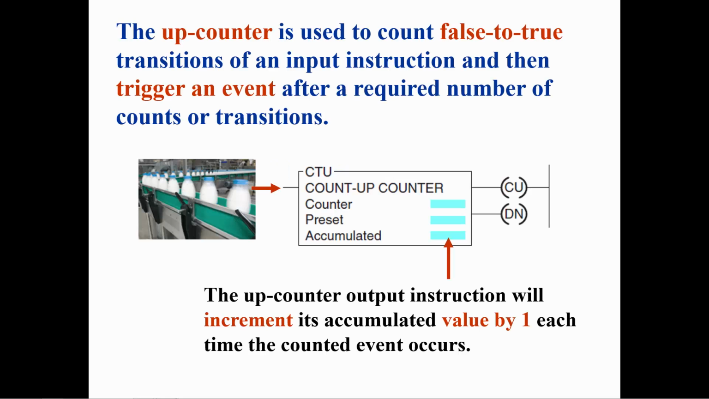The CTU, or count up counter instruction, is designed to increment its accumulated value when the input to the instruction transitions from false to true. An event can be triggered by the counter when the accumulated value reaches the preset value.